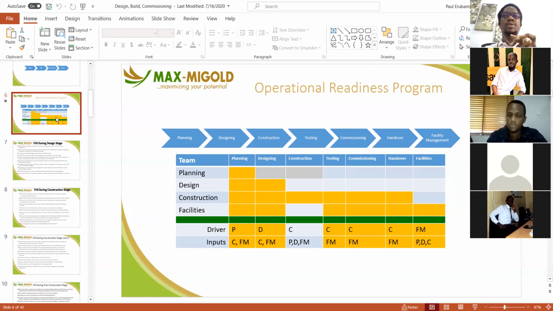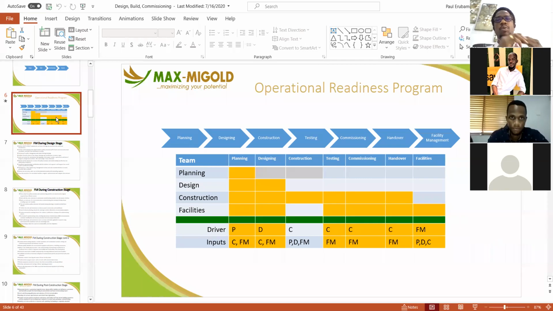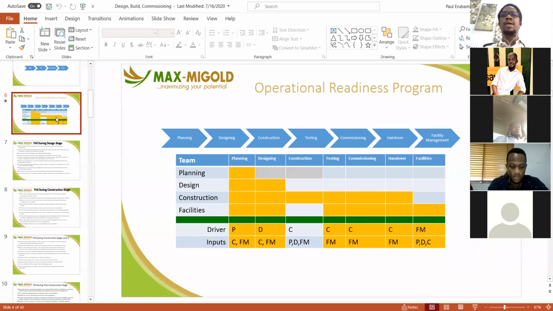The testing stage is driven by who? Construction people. Commissioning stage is driven by who? Construction people. And then the same thing that happens with the handover stage. In all these three stages, the FM must be closely involved. You cannot be absent during testing. You cannot be absent during commissioning. You cannot be absent during handover. Handover is directly to you, right?